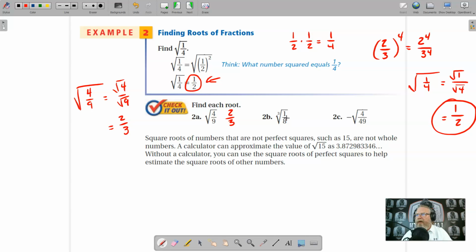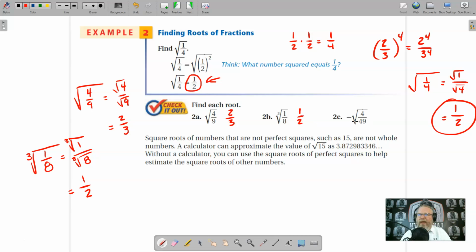How about the cube root of 1/8? So we have the cube root, put the 3 in the index, 1 over 8. Let's apply that: cube root of 1 over the cube root of 8. Well, 1 times 1 times 1 is 1, right? Don't forget those cubes. So the cube root of 1 is 1. And 2 times 2 times 2 equals 8, so the cube root of 8 is 2. Therefore, we would get 1/2.